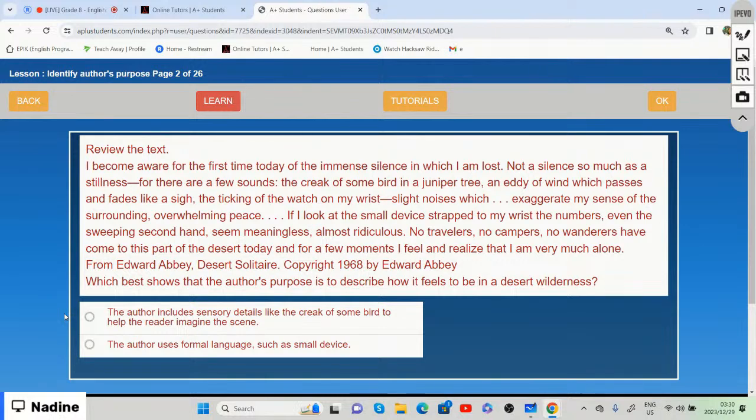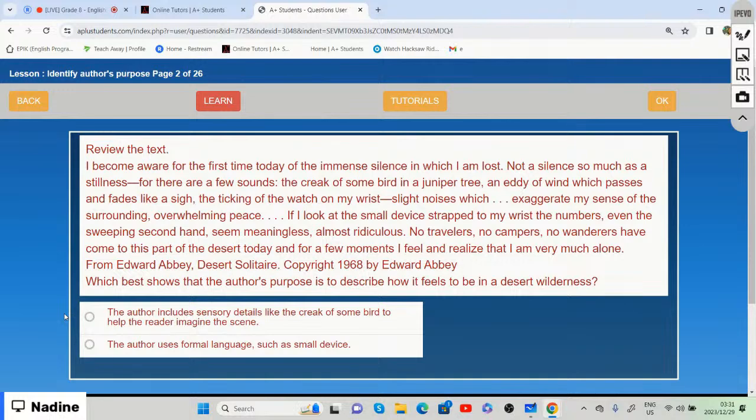And which best shows that the author's purpose is to describe how it feels to be in the desert wilderness, right? The author mentions a few sounds, right? That he basically, let's say, hears. And hearing is to do with sense, right? It's to do with our sensory, right? And he mentions the creak of some bird in a juniper tree, right?